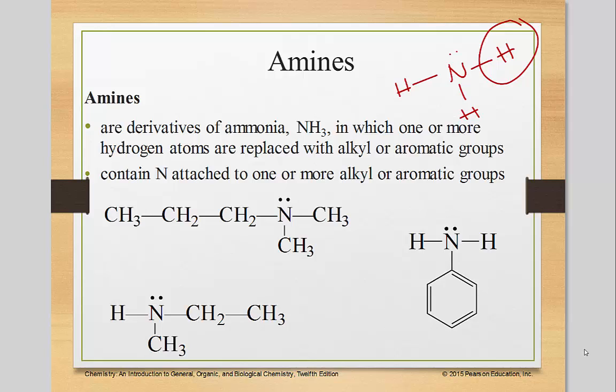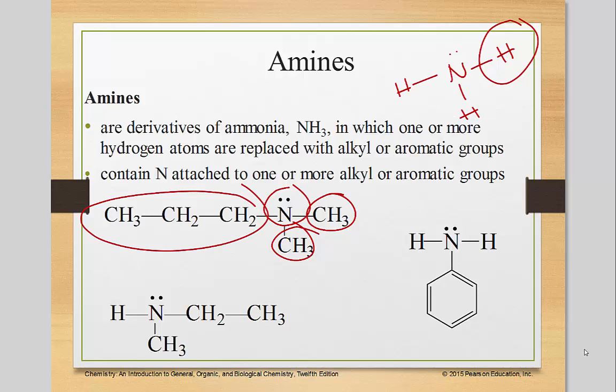So here is our nitrogen. It has 3 alkyl groups coming off of it. Here's this nitrogen. It has 2 alkyl groups on it. And this one just has 1 aromatic.